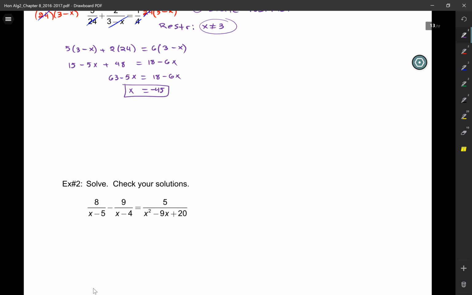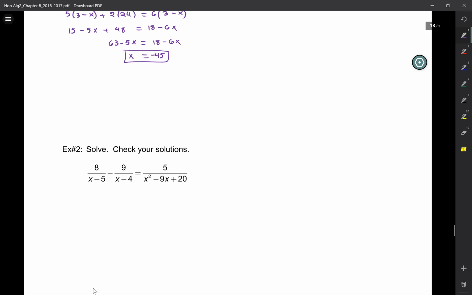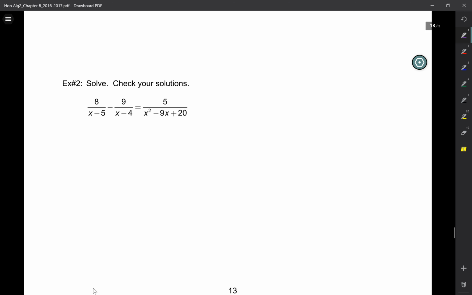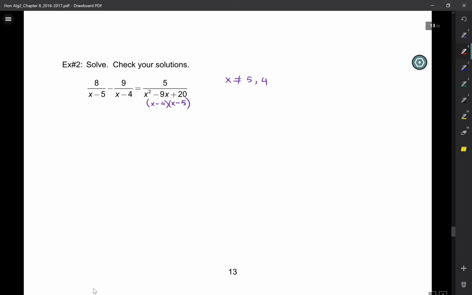Any questions? All right, let's do the next one. So remember, first we're going to factor. Can we factor the denominator here? Yeah. So how do we factor? Okay, now, what are the restrictions? X cannot be 5 or 4. So we have to watch out for that. Now the LCD is x minus 5 times x minus 4. So I multiply every term by x minus 5, x minus 4, and so on and so forth.